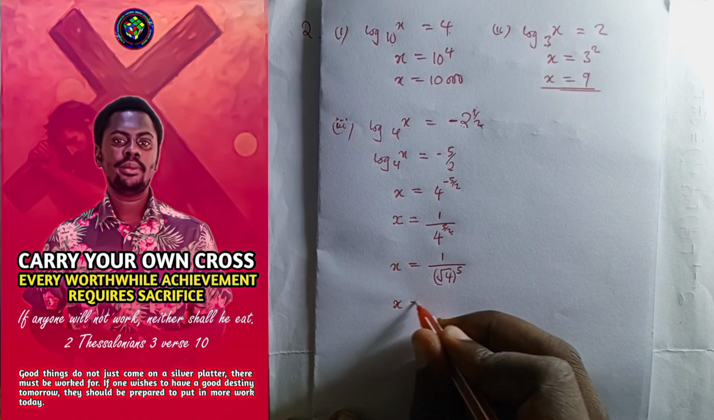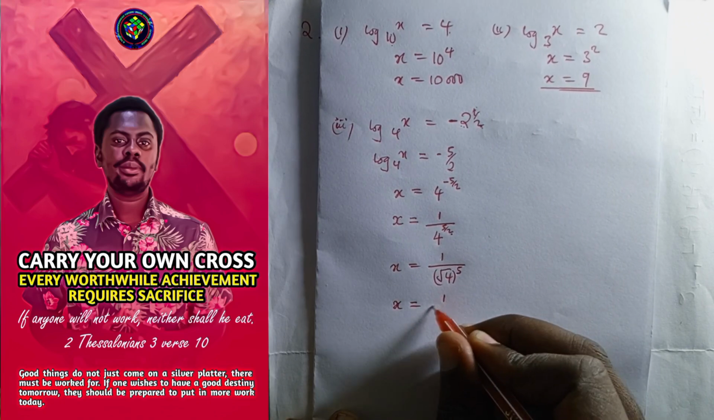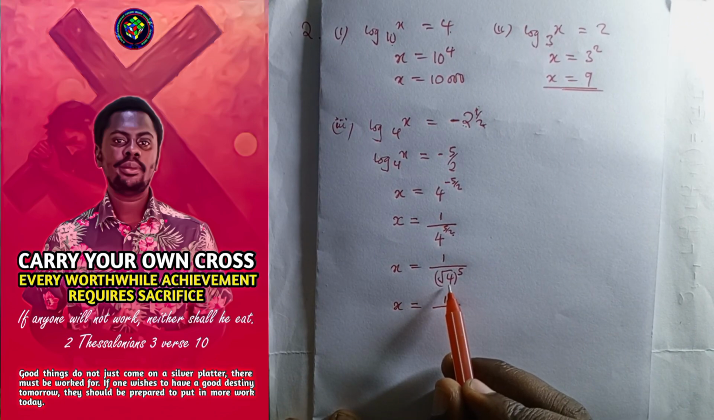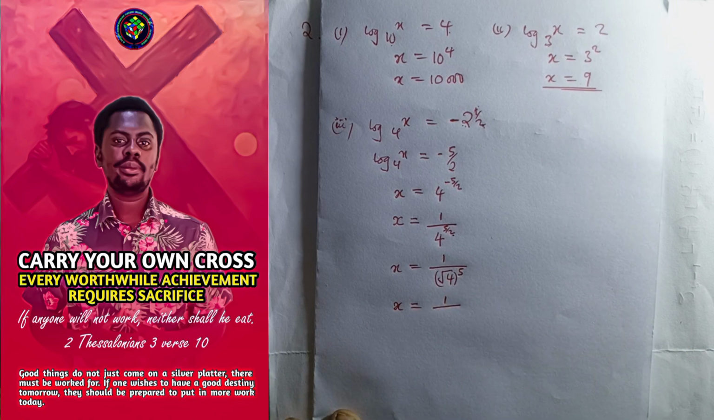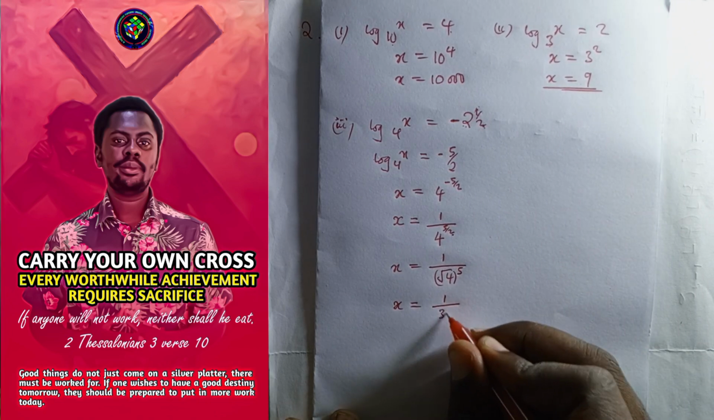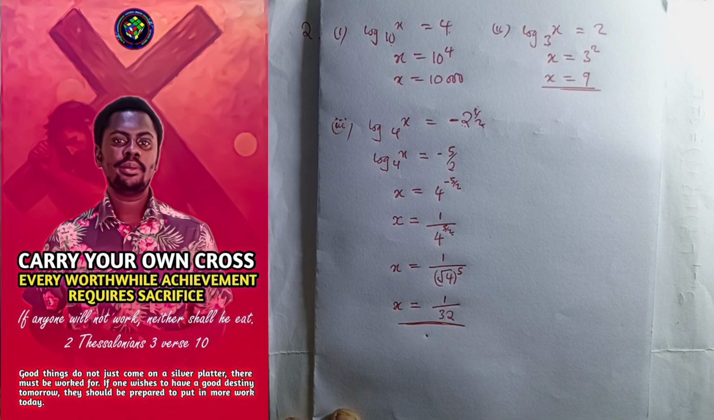So we are going to have x is equal to 1 over the square root of 4, which is 2, and 2 to the power 5 is 32. So it's just 1 over 32. So that is the answer.